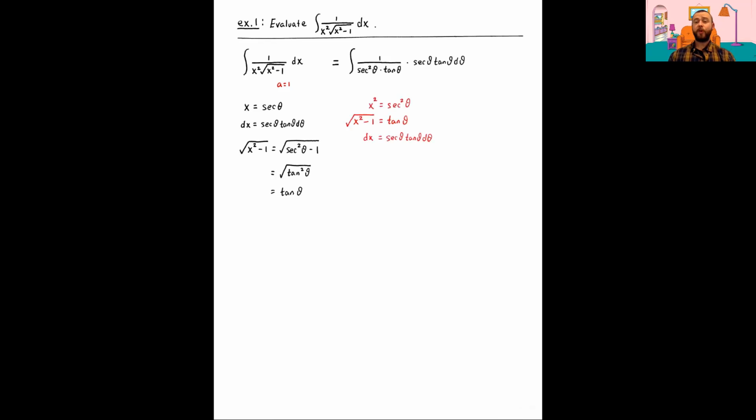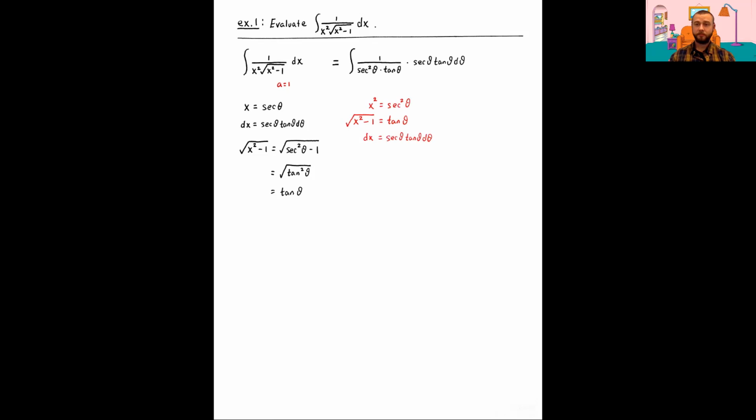All right, we can plug all of these quantities into our integral. Notice we have kind of three different things. We have in the denominator x squared, we have the square root of x squared minus 1, and we have the differential dx. All three of those get converted with the pieces on the left.